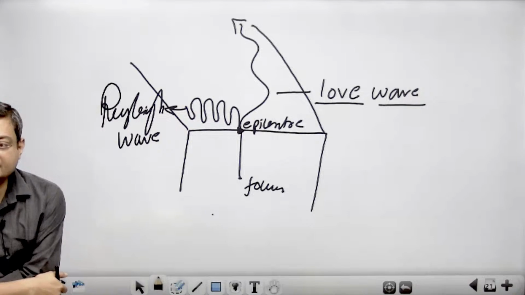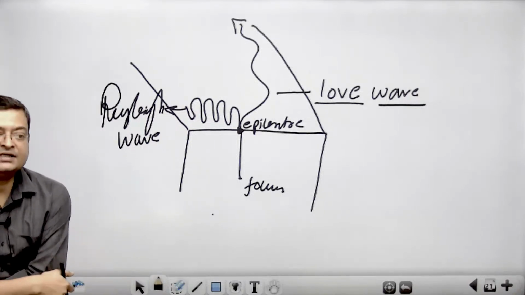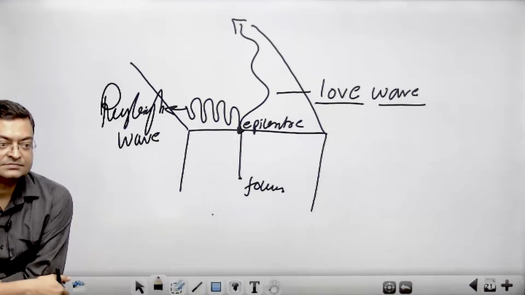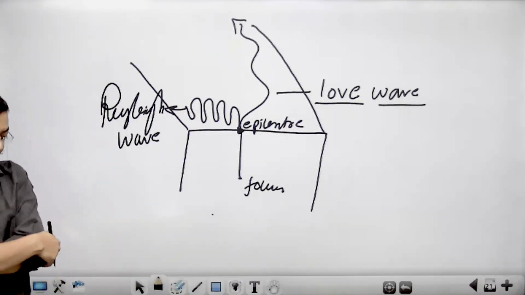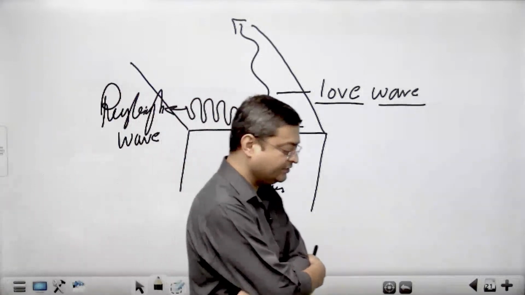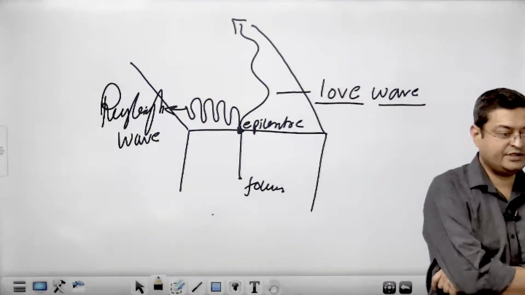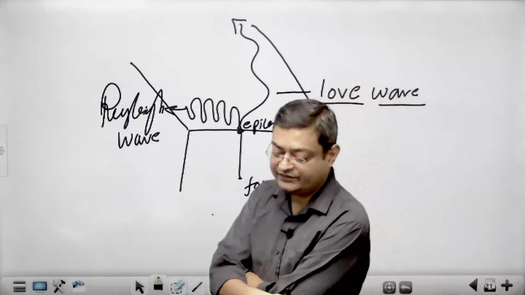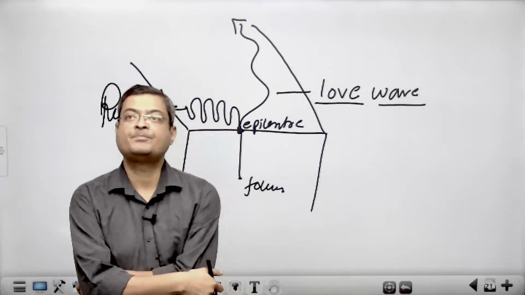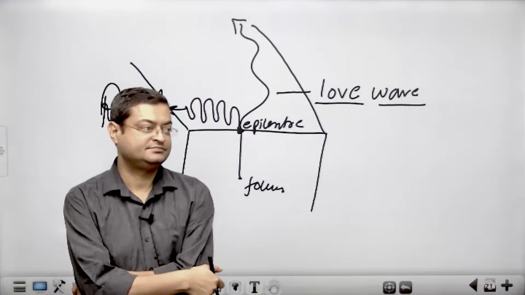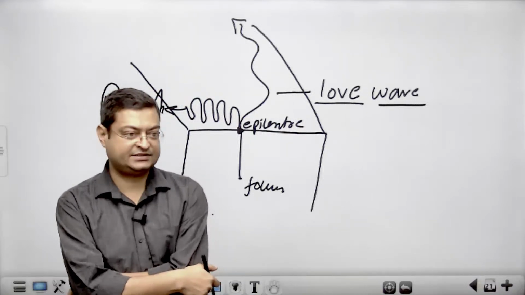Rayleigh, R-A-Y-L-E-I-G-H. The upward-downward movement of the earth during an earthquake is the Rayleigh wave, and the horizontal stress is the Love wave.